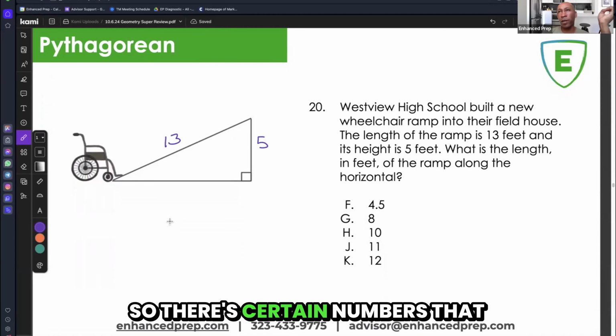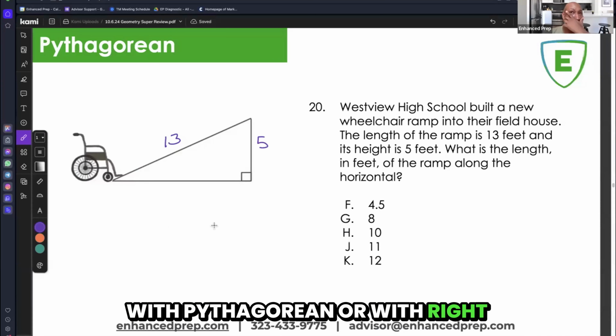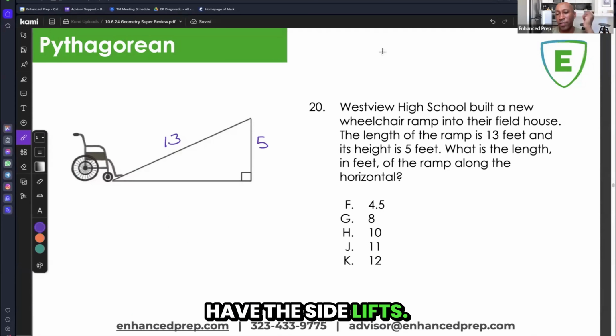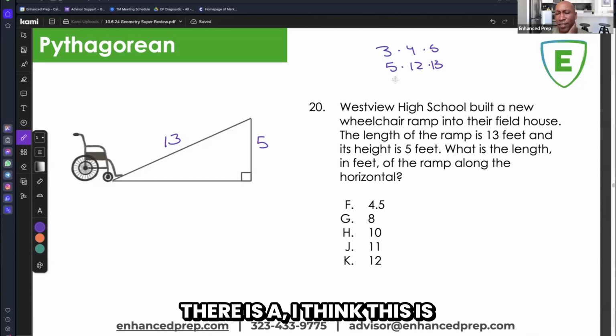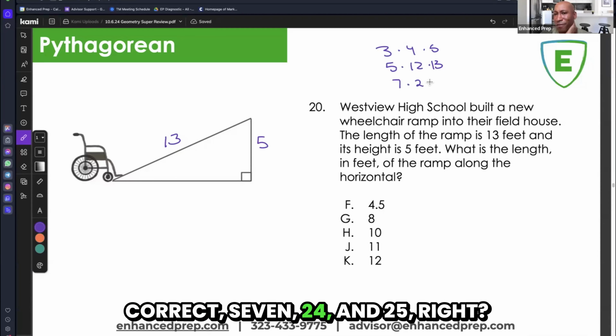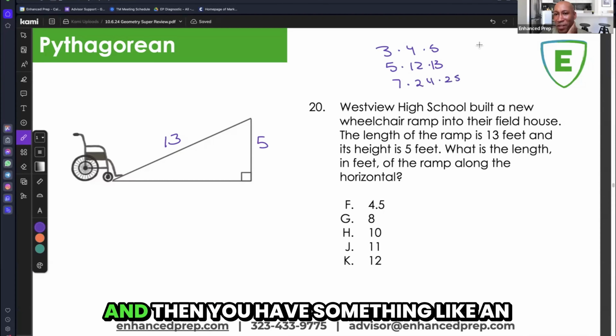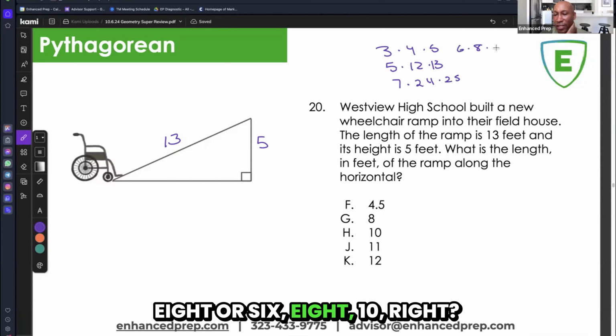So there's certain numbers that, with Pythagorean or with right triangles, we have the side lengths. So there's like a 3, 4, 5 triangle. There is a 5, 12, 13 triangle. There is a, I think this is correct, 7, 24, and 25. And then you have something like a 6, 8, 10, right?